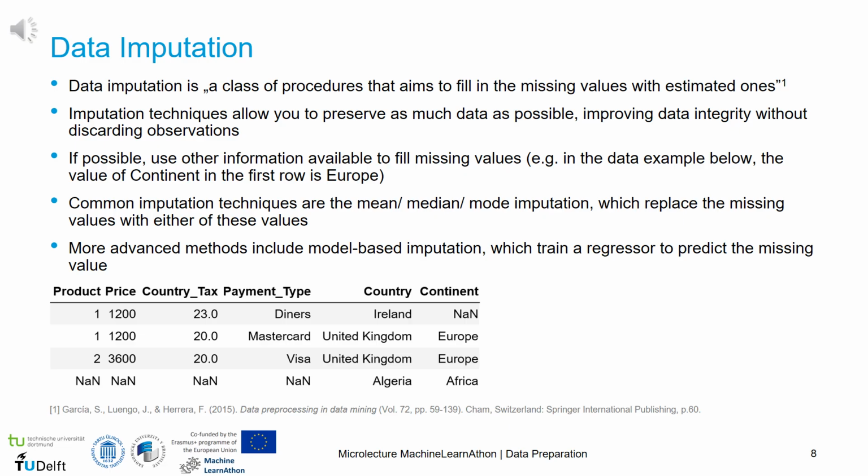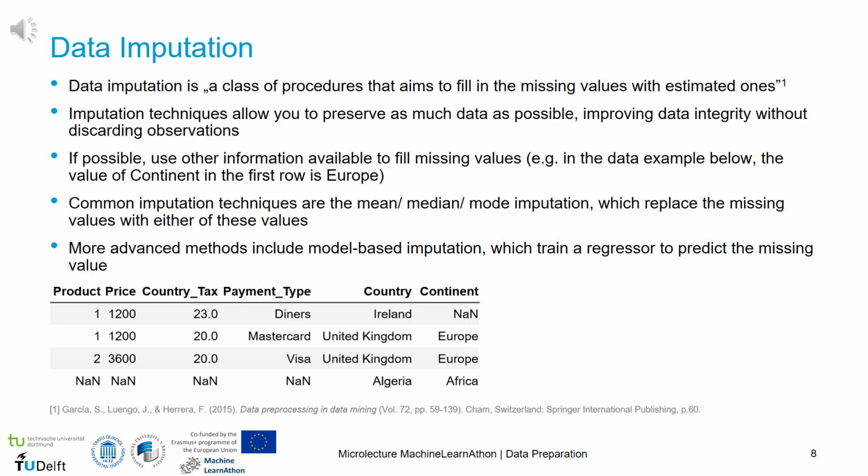So first of all, you should use all the information you have available to fill the missing data. In this example below, you could check that Ireland is in Europe. So basically see if you can research the information anywhere. That is usually not the case.